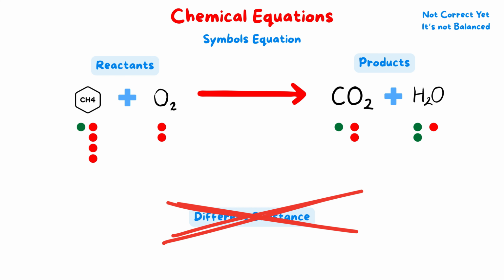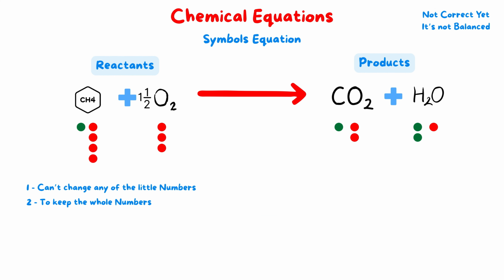Now, if we take a closer look at our symbol equation, we might notice that it is not quite correct just yet because it is not balanced. A balanced chemical equation must have the same total number of atoms of each element on both sides of the arrow. Let us count. On the left side, we have 1 carbon atom, 4 hydrogen atoms, and 2 oxygen atoms. On the right side, we have 1 carbon atom, 2 hydrogen atoms, and 3 oxygen atoms. Clearly, the numbers do not match, so our equation is unbalanced.